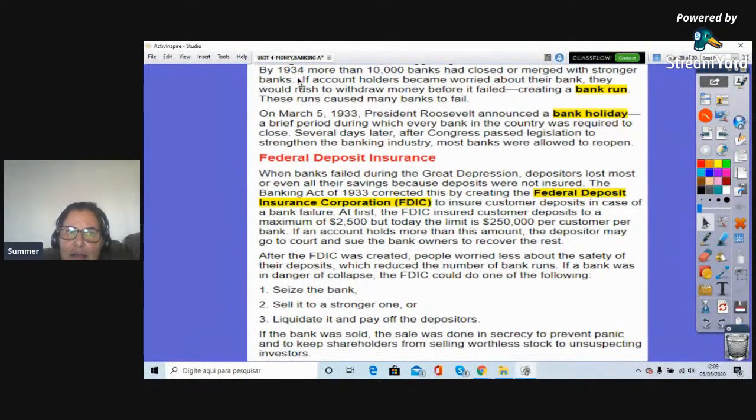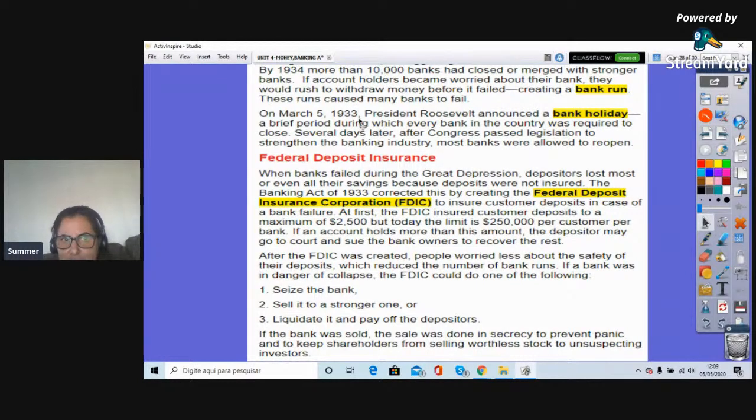By 1934, more than 10,000 banks had closed or merged with stronger banks. Remember, when they create one bank. So if account holders became worried about their bank, they would rush to withdraw money before it failed. By doing this, they created what we call nowadays a bank run. It's caused when many people withdraw their money from the banks, causing many banks to fail.